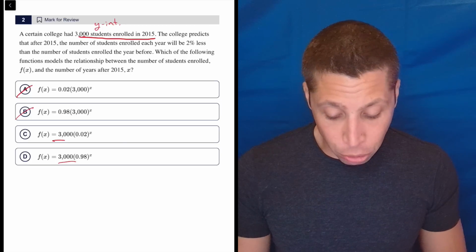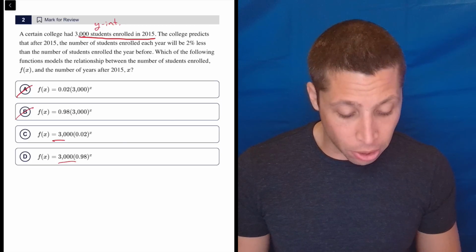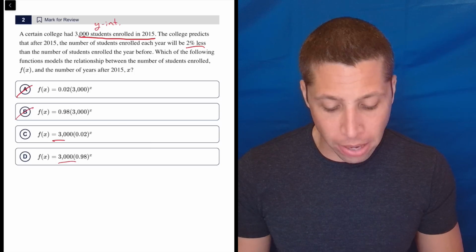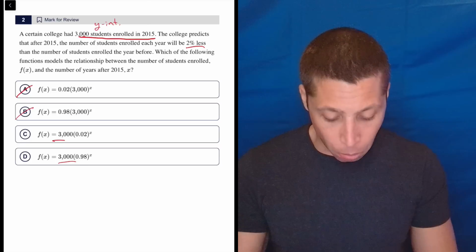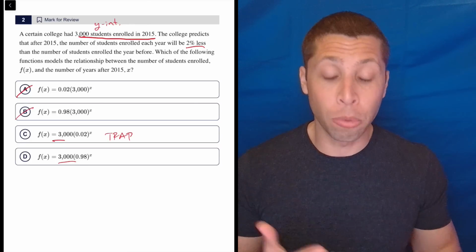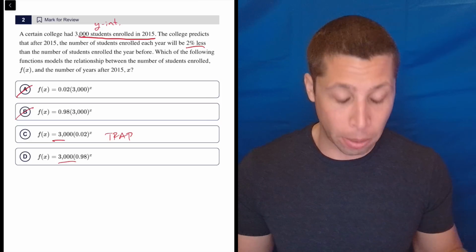The college predicts that after 2015, the number of students enrolled each year will be 2% less than the number of students enrolled the year before. Which of the following functions models the relationship? Okay, so they want you to pick C because if you don't know what you're doing, then you see the 0.02 is 2%, and it seems good, but that's the trap.